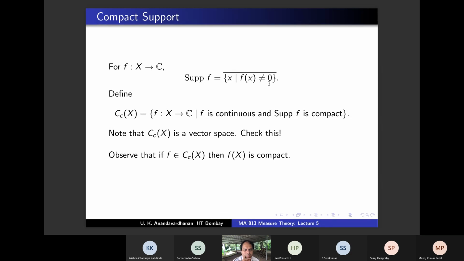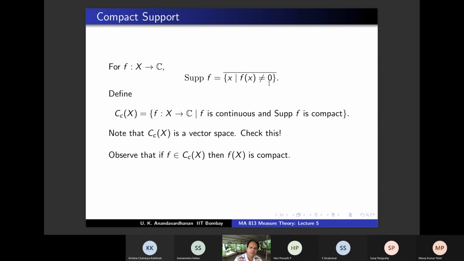We have already checked. And if f is in C_c(X), then I claim that the range is compact. Is that correct? If f is a continuous function of compact support, then f(X) is compact. Basically, what are you using here? The continuous image of a compact set is compact, right? That's correct, no? Yes. So that is the idea, but how do you actually show this?